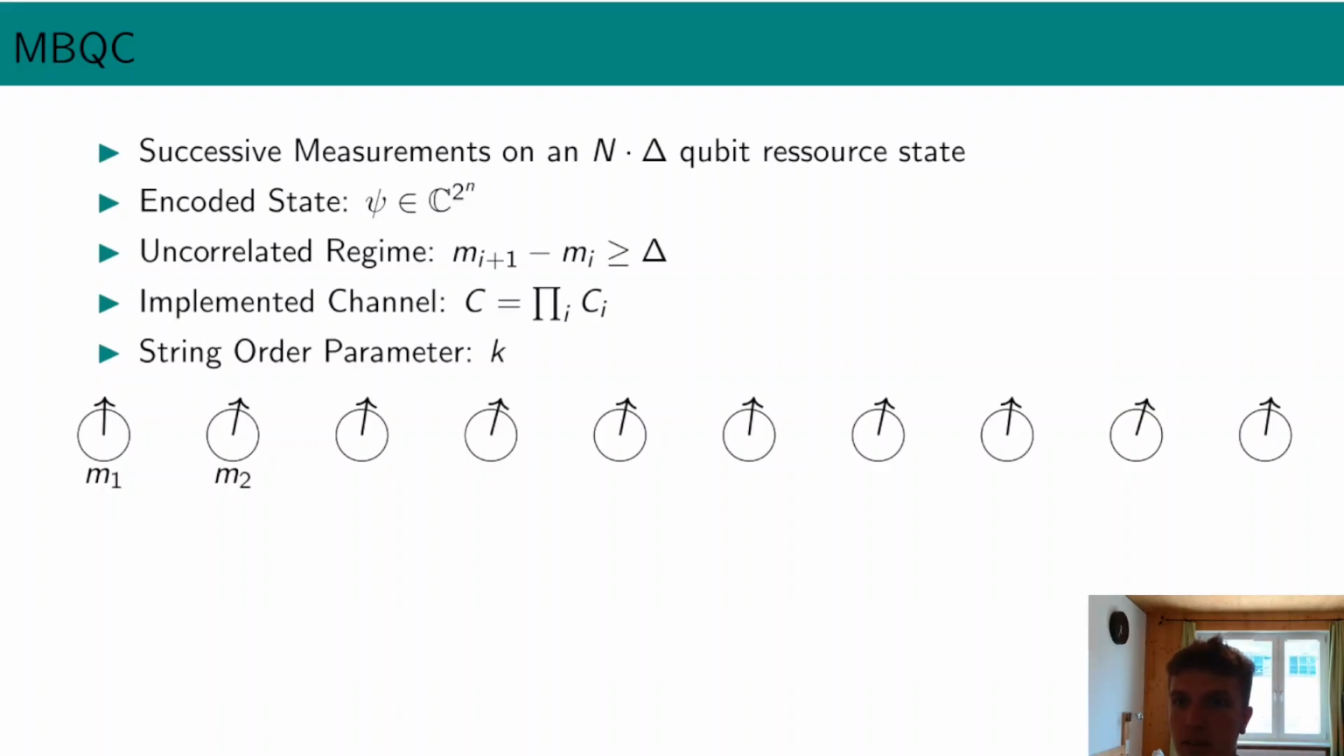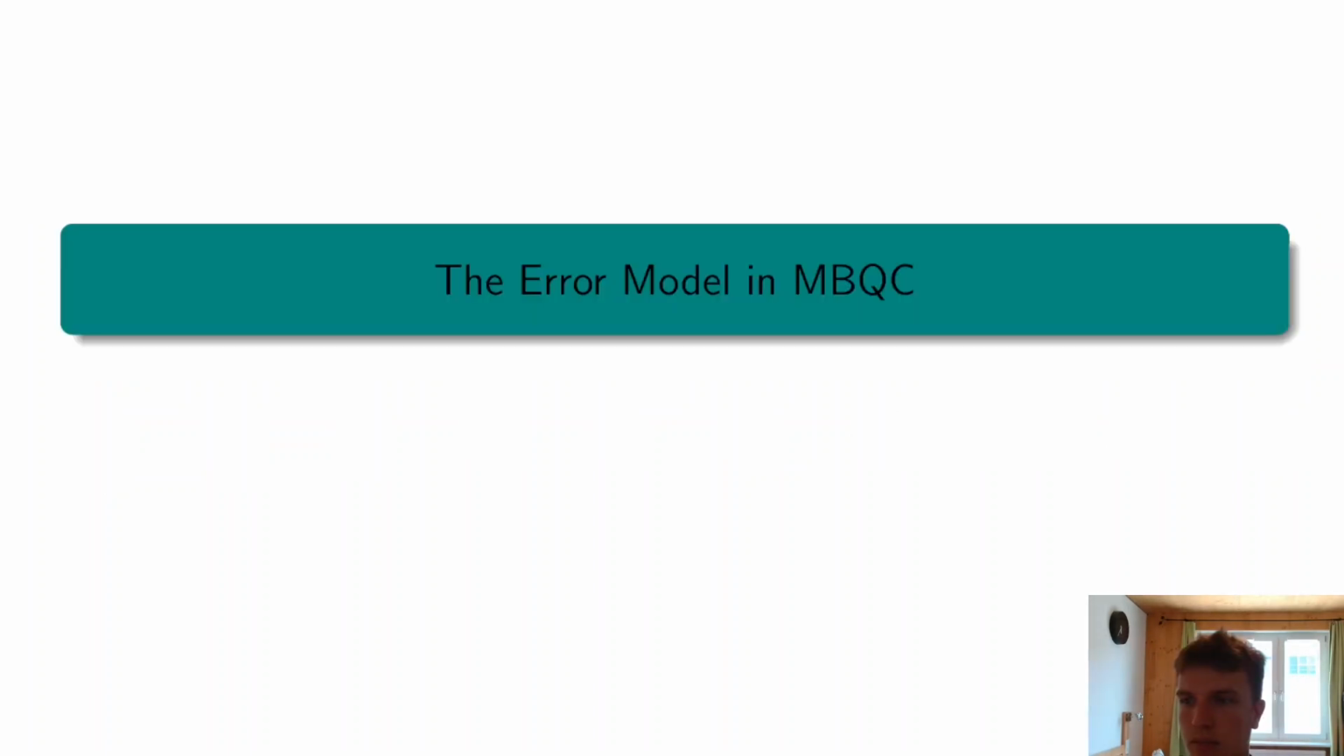As a quality parameter, we have the string order parameter, and that parameter measures the quality of the resource state. We have a little picture here showing a chain of qubits, or some other geometry of qubits, and then measurement in a non-trivial basis.